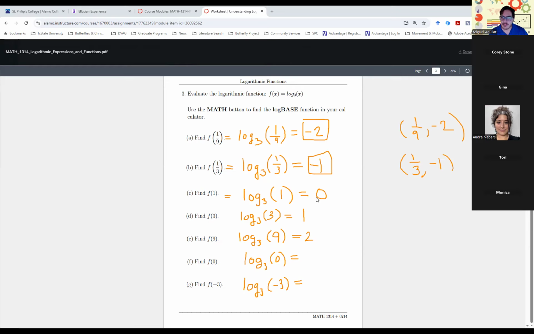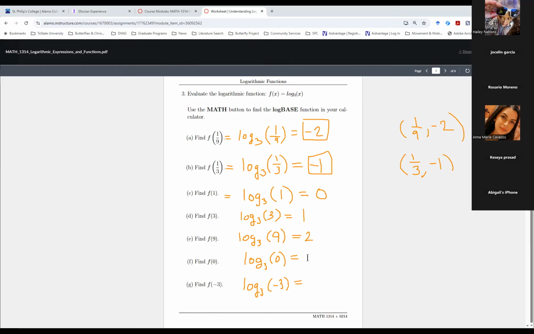Okay. Anybody still working on this? Anybody running into some trouble? Yeah, that's negative. Yeah, those last two should be some trouble. I'm zeroed out.